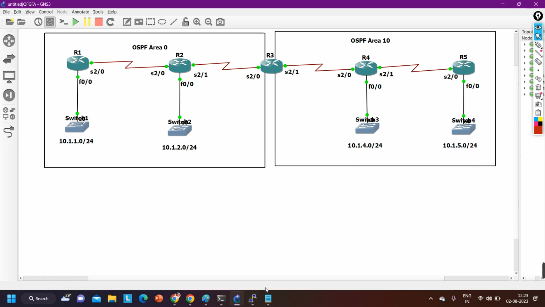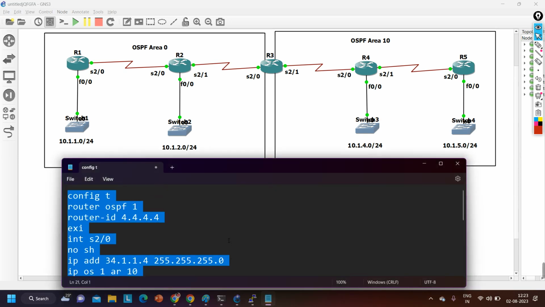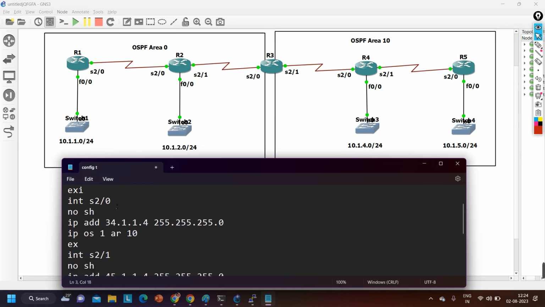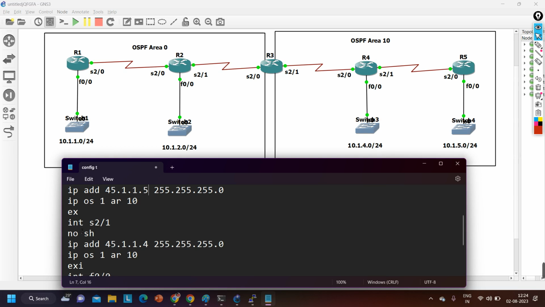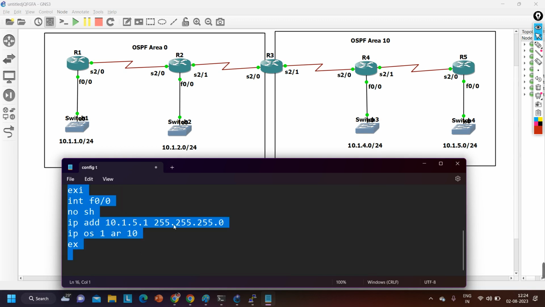Okay. On R5, router ID is 5.5.5.5. Interface serial 2/0 IP address is 45.1.1.5, IP OSPF 1 area 10. This interface is not required here. After that, FastEthernet 0/0 IP address is 5.1 and IP OSPF 1 area 10.